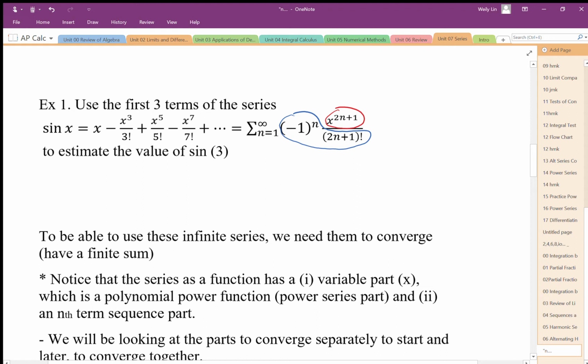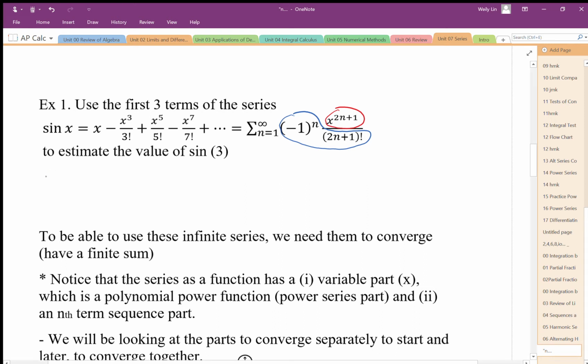So I'm going to use the first 1, 2, 3, 4 terms of this polynomial. There are infinitely more, but I'm going to estimate the value of sine of 3 using this polynomial. So plugging into my calculator, I'm going to end up doing this. I'll show you the calculation.